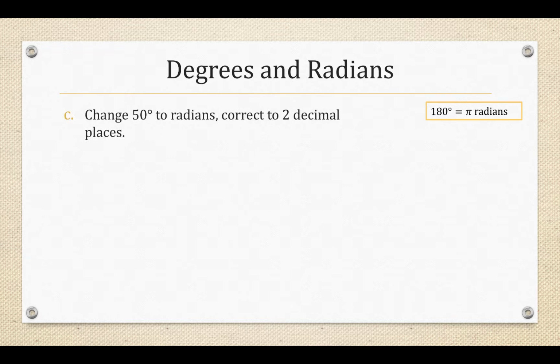On question C, we're asked to change 50 degrees to radians correct to 2 decimal places. So again, 1 degree is equal to pi over 180 radians, and 50 degrees is equal to pi over 180 times by 50, which gives us 50 pi over 180. If we put that into our calculator, we get approximately 0.87 radians.